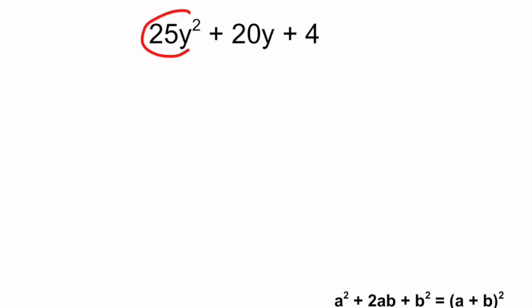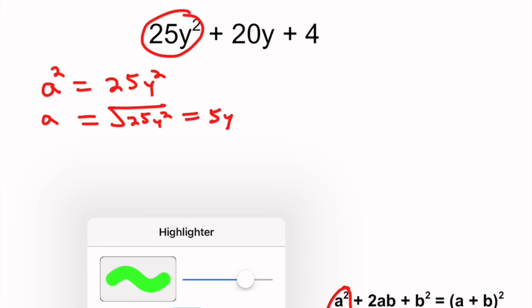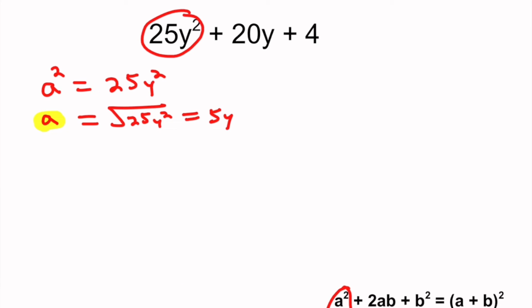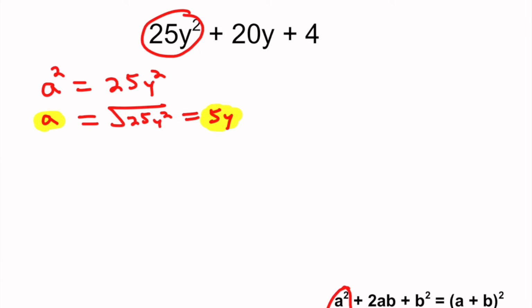So this would be equal to our a squared. So let's find what a is equal to then. So a squared equals 25y squared. And if we solve for a, we square root the 25y squared, which will become 5y, right? The square root of 25 is 5, and the square root of y squared is y. Okay, so that means that our a value will be equal to 5y. And that also means that that first term is a perfect square. So far, so good.